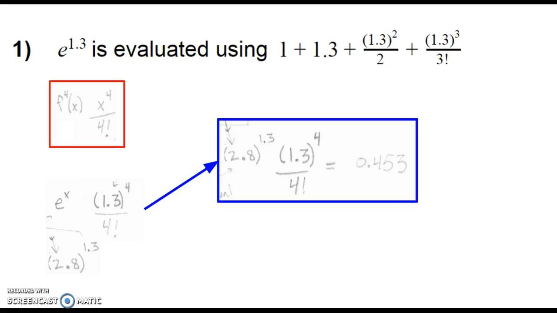So with that calculation in mind, putting that on my calculator, I get 0.453, and that means that the approximation that I get from this will be within 0.454 of the actual value of e to the 1.3.